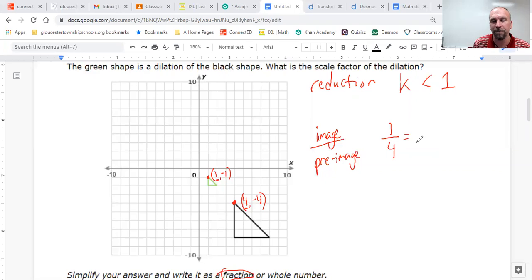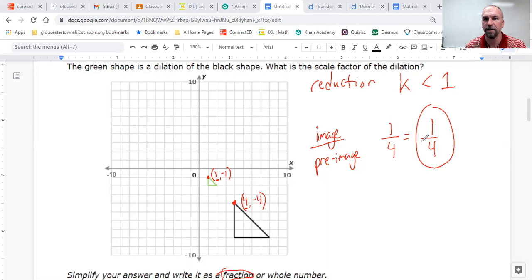1 divided by 4? Don't make it a decimal, 0.25. And 1 divided by 4 is not 4. 1 divided by 4 is 1/4. If I did 1 divided by 4 and got 4, because I really did 4 divided by 1, I would say, wait a second, my scale factor can't be 4 because it's a reduction. How could it be more than 1? 1 divided by 4 is just 1/4.